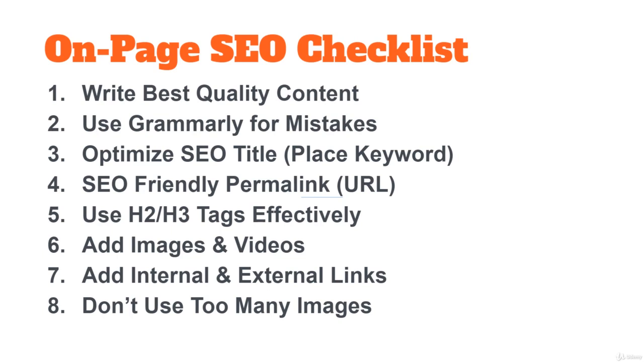Okay, use Grammarly for mistakes. Grammarly is a software, you can say, which checks your content for grammar and spelling mistakes. This is very important because search engines have become very smart these days and you should not make mistakes in your content. The third point is optimize SEO title.